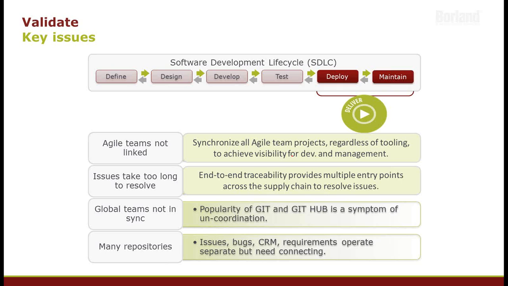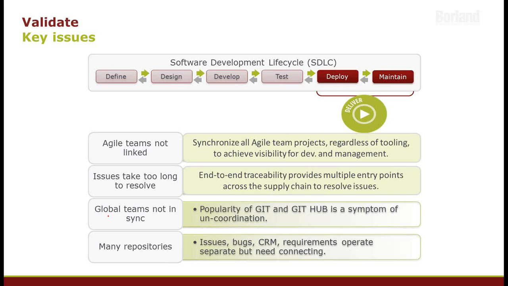Whatever requirement you are capturing needs to have a traceability to the design or the blueprint or a model, which again has a trace to the source code, which has a trace to a test case. In the same breath, I would like to say a requirement has to have a direct trace to a test case. That's when you have end-to-end traceability, providing multiple entry points across the supply chain, and that easily resolves the issues. Global teams not in sync.